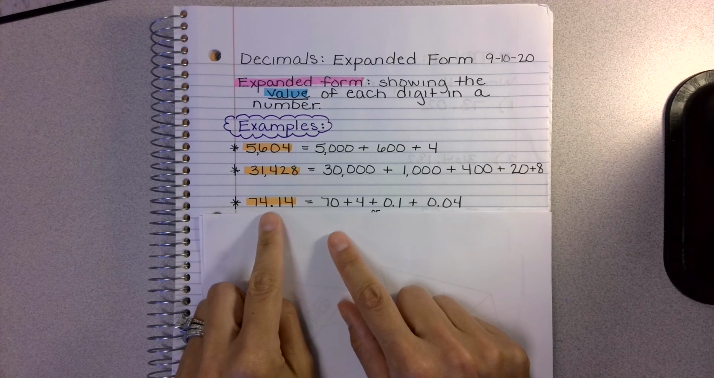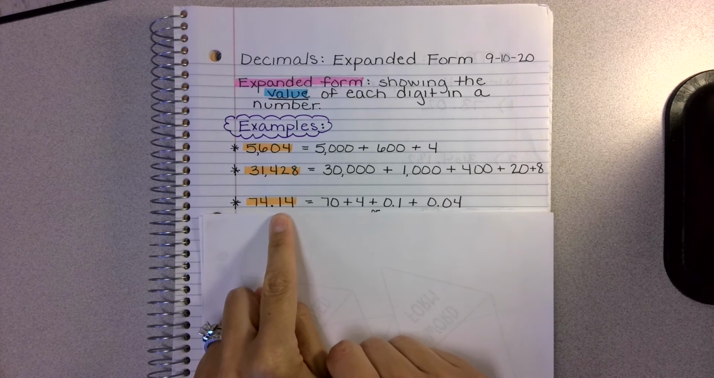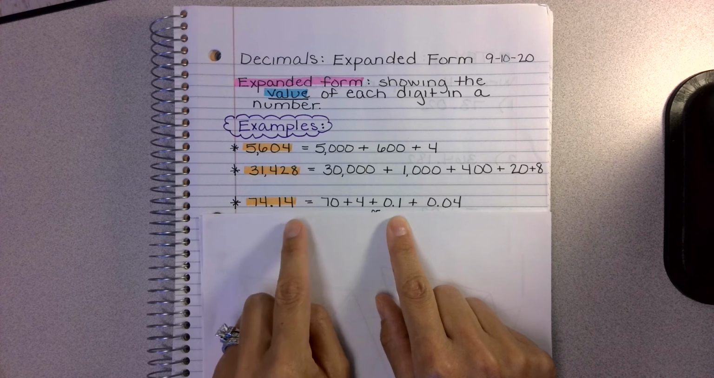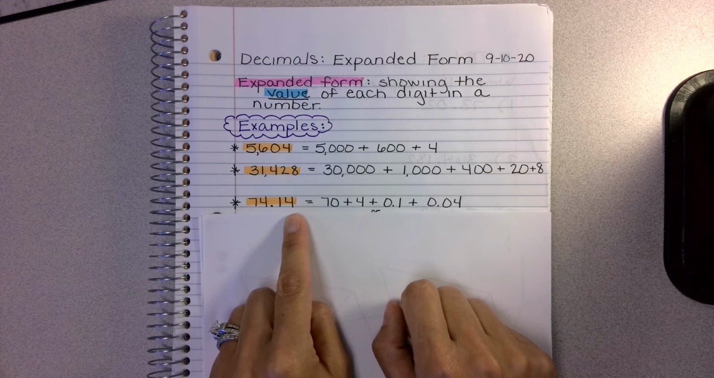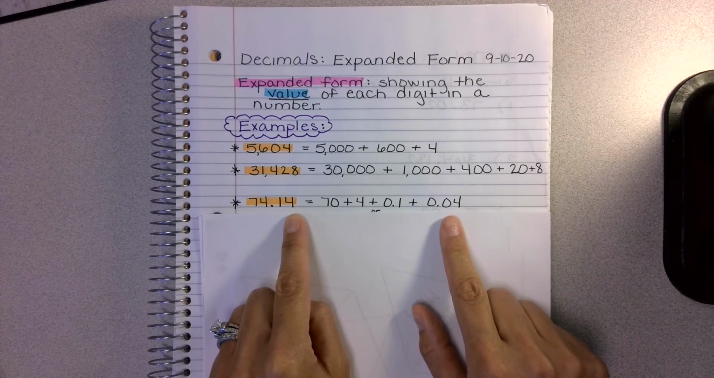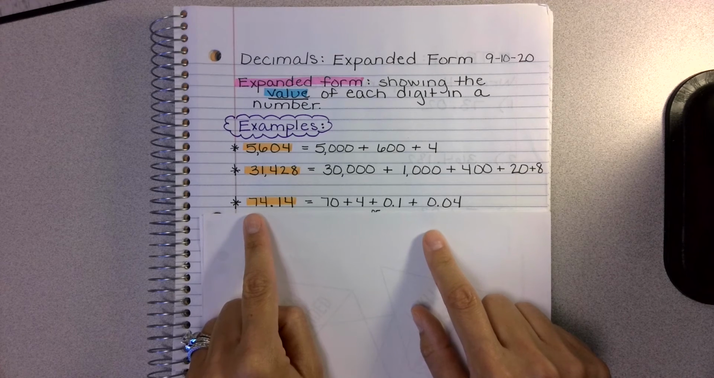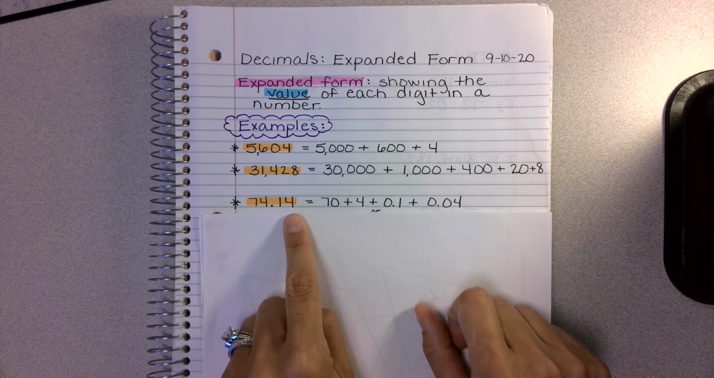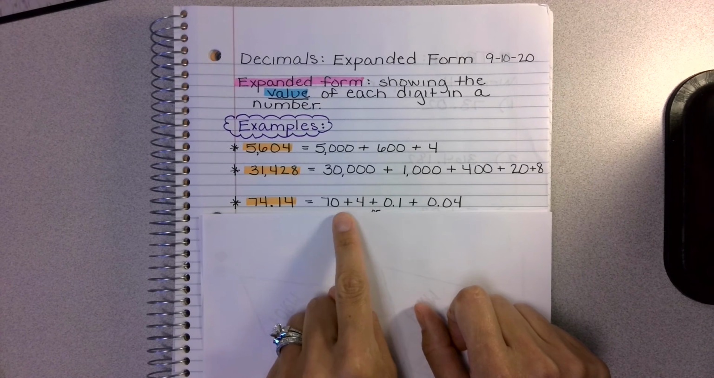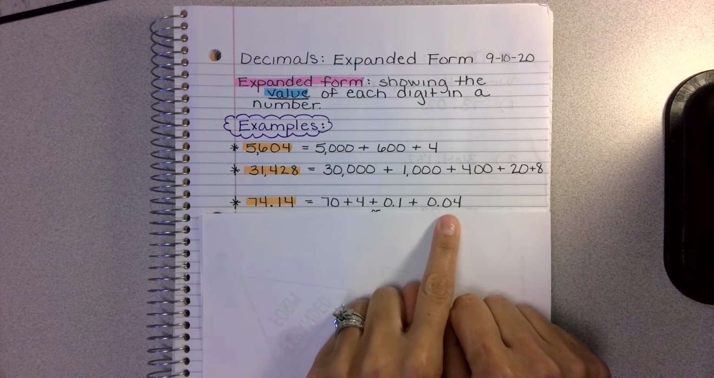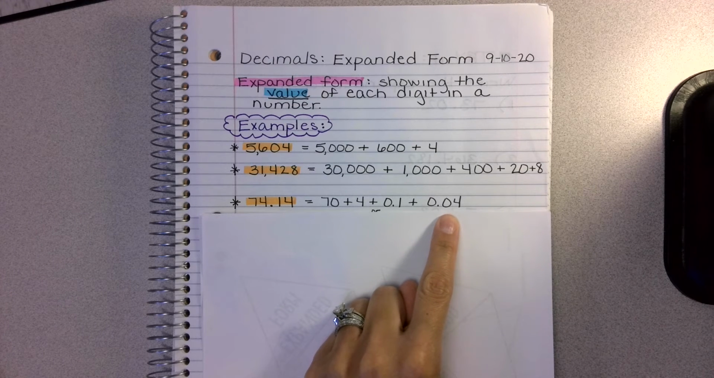Now I have my decimal. The 1 right here is in the tenths, so it has a value of 1 tenth. The 4 is in the hundredths, so it has a value of 4 hundredths. So if I wrote 74 and 14 hundredths in expanded form, it would be 70 plus 4 plus 1 tenth plus 4 hundredths.